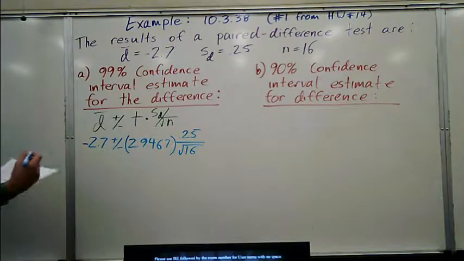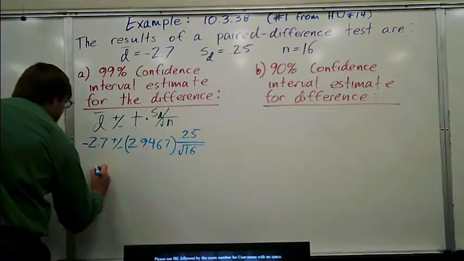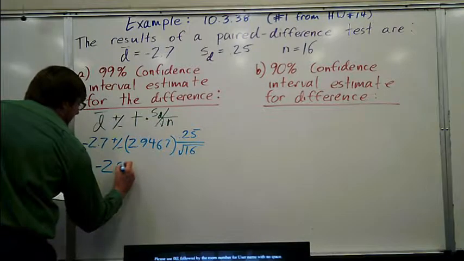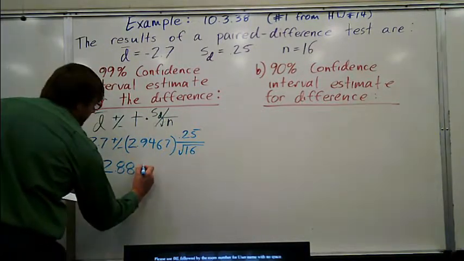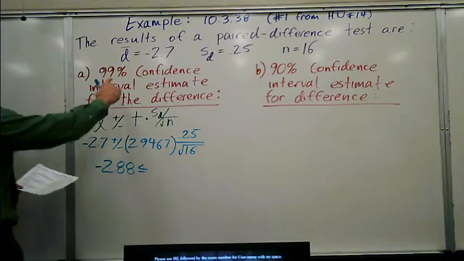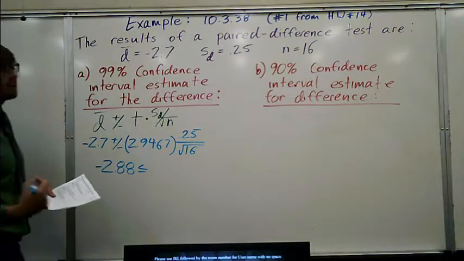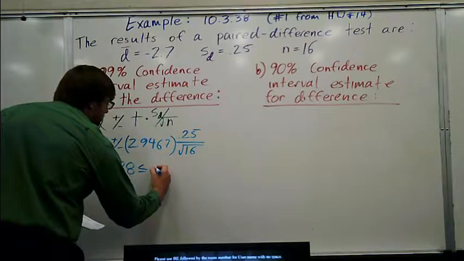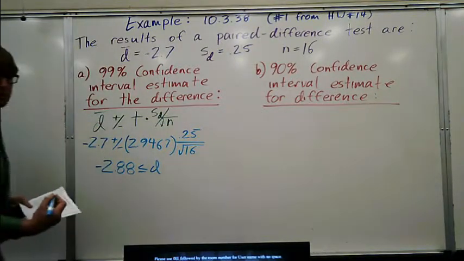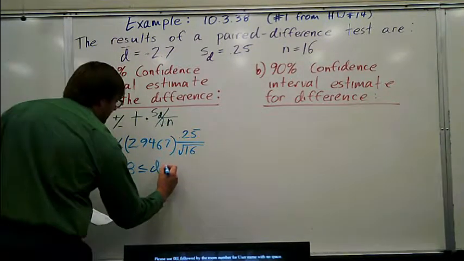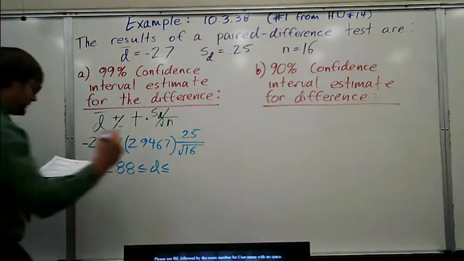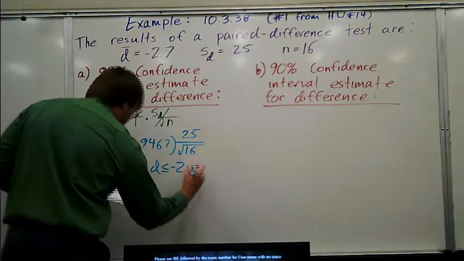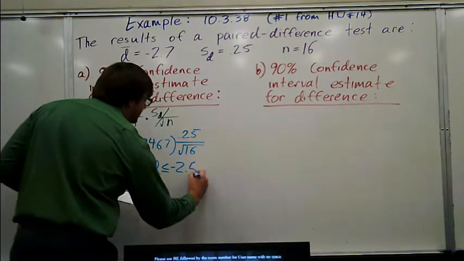So for my lower bound, I end up with negative 2.88, and we're going to be 99% confident that that is less than or equal to the actual difference between the population means, which is less than or equal to negative 2.52.